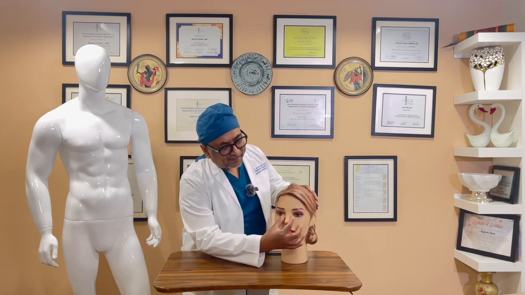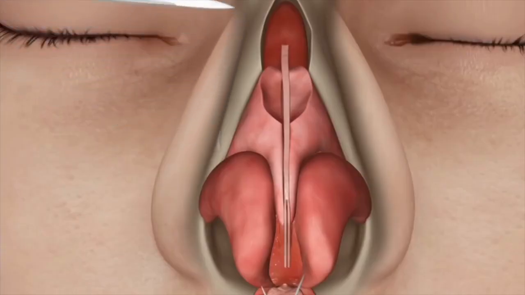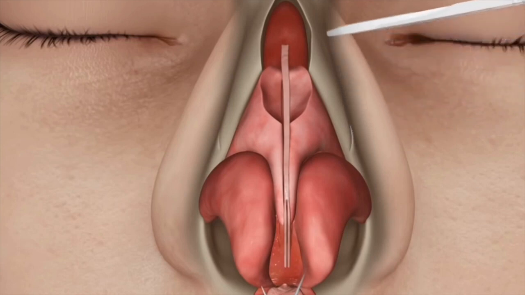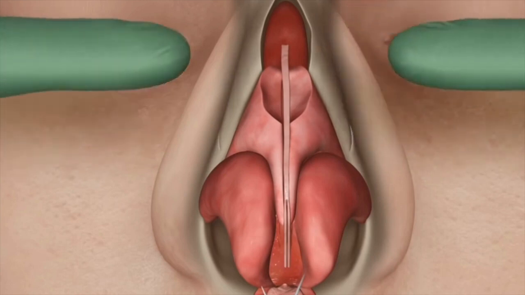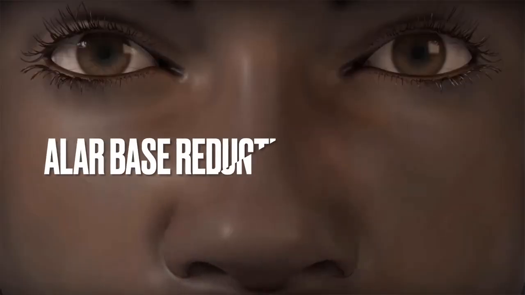The width of the nose can be reduced in the upper 2/3 by breaking the bones and getting them closer. That narrows the nose. That's procedure number 2. Procedure number 3, the lower 1/3 of the nose, that can be narrowed as well. That's called the alar base reduction.